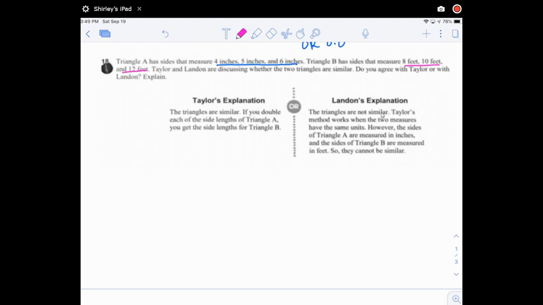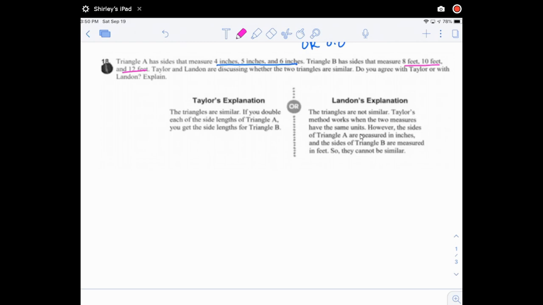However, if we think a little bit further in Landon's explanation, he is correct in that the units are not the same. I have inches compared to feet. So what I'm going to do here is convert my feet to inches and then go in and check to see if they are scaled copies or not. Because right away, I'm agreeing with Landon because the units are not the same. However, I'm not sure if that makes them similar triangles or not. So I'm going to go ahead and draw them in.